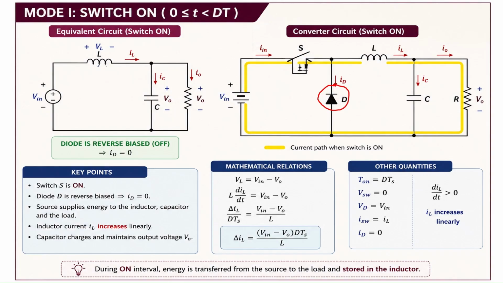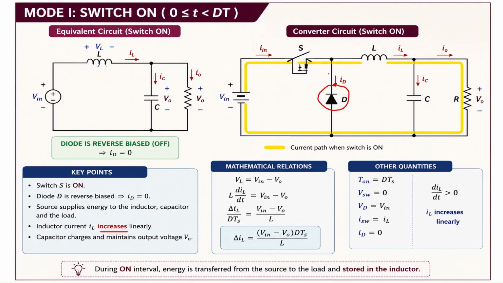So these are the conditions. Switch is in on condition. Diode D is reverse biased, which means the diode current ID will be 0. Source supplies energy to the inductor, capacitor and load. We have already discussed that the inductor current will increase linearly. So this is the charging time. Inductor current increases linearly and the capacitor charges and maintains output voltage V naught.